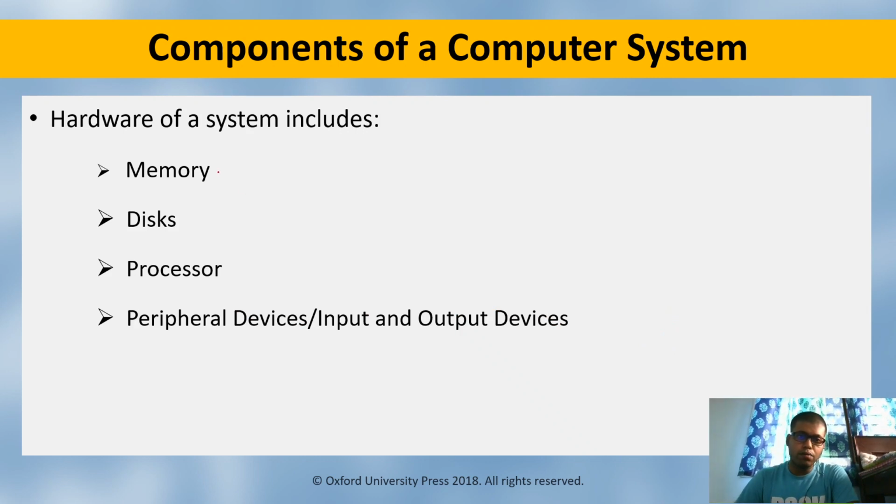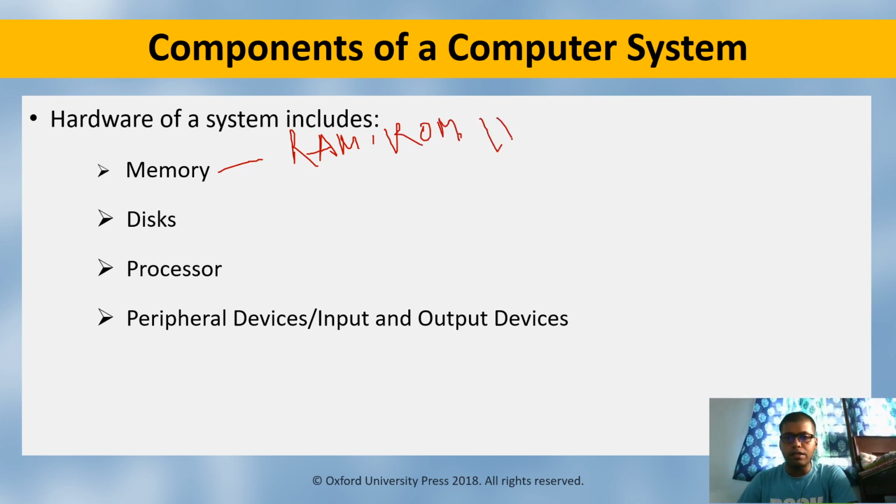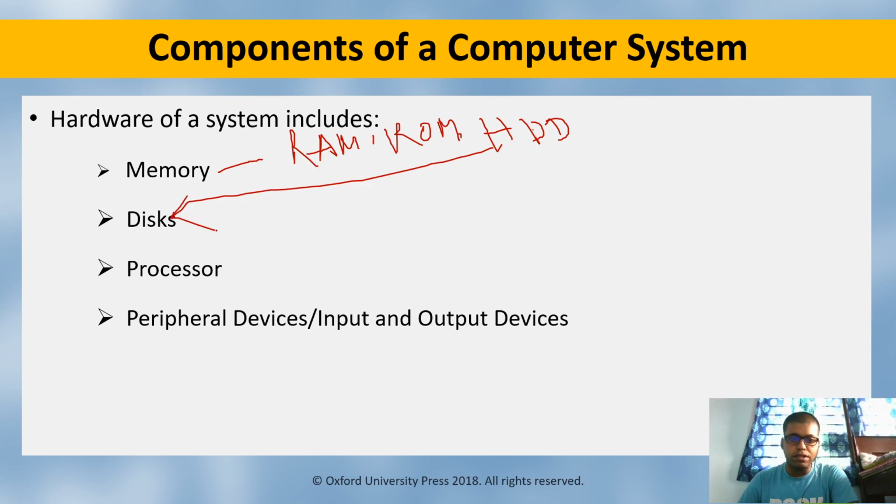There are memory elements. It can be RAM, it can be ROM, or it can be a hard disk, which in short we term HDD. These are the memory elements. HDD is also termed a disk. A CD can also be defined as a disk.